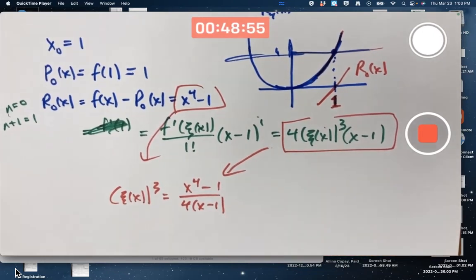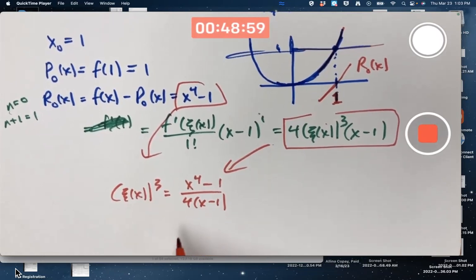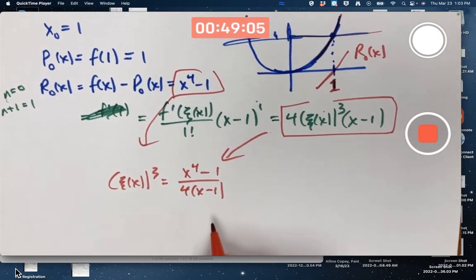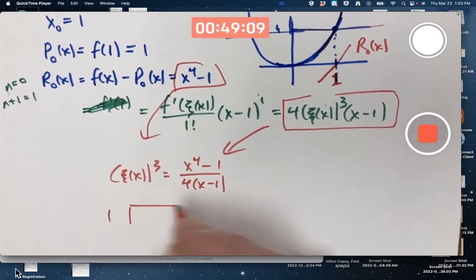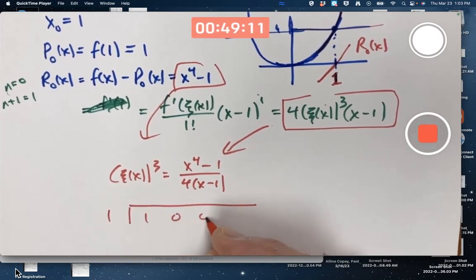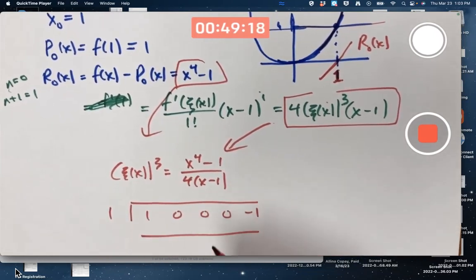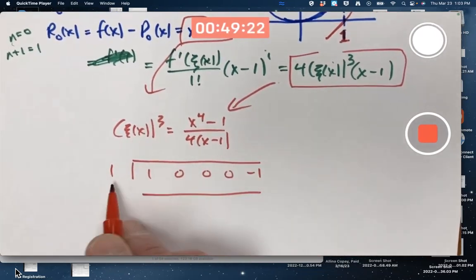I guess take the cube root, but before I take the cube root, I can actually simplify this. X minus 1 actually divides into x to the fourth minus 1. They both have a root at 1. Oh, we can do synthetic division. More fun with synthetic division. One, zero, zero, zero, zero: fourth degree, third degree, second degree, first, constant term. So quick synthetic division here to divide x to the fourth minus one by x minus one. One's a root of x to the fourth minus one.